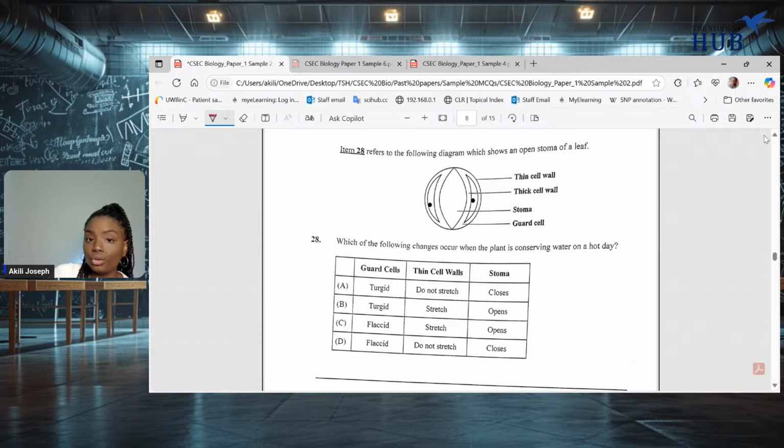We would want to close the stoma because we want to slow down the evaporation of that water vapor coming out from the airspace, right? So we would definitely want to close the stoma. That leaves us with answers A or D. If the plant is conserving water, the guard cells are not going to be turgid, they will actually be flaccid. And because it's flaccid, it means that the thin cell walls do not stretch. Therefore, the correct answer here is going to be D.